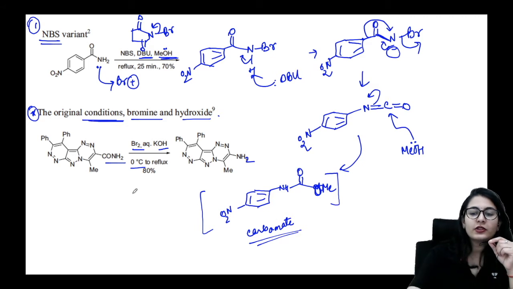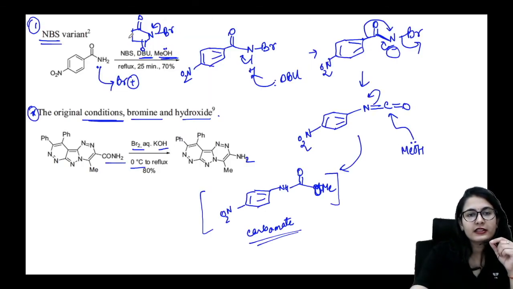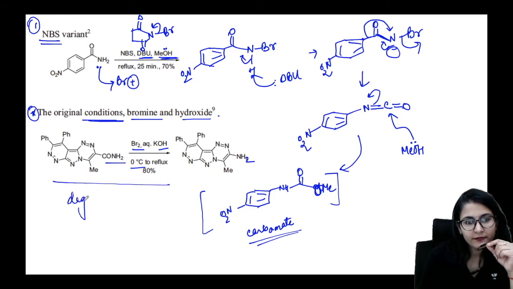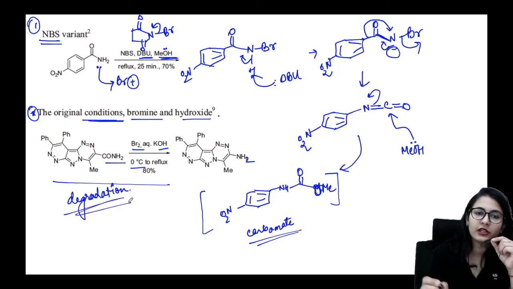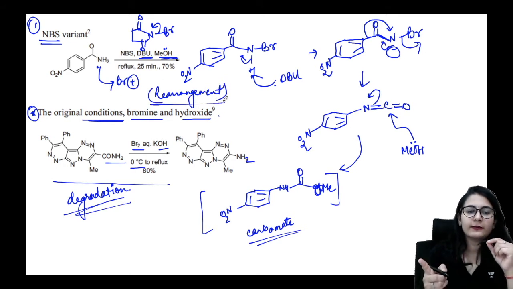Okay, so this was your first reaction, Hoffmann bromamide degradation or Hoffmann rearrangement. We have seen both the reactions. Now, yes, so sorry, but yes, a quick classification: this will be known as degradation. Why? Because the molecule is degrading. And this will be known as Hoffmann rearrangement. Okay, so yes, we need to have this clarity. Why? Because only the rearrangement is taking place, right?